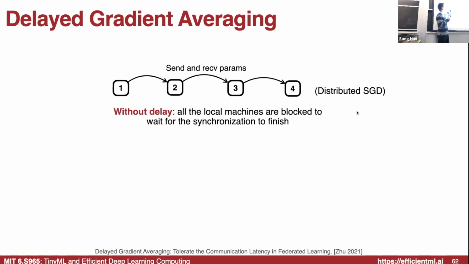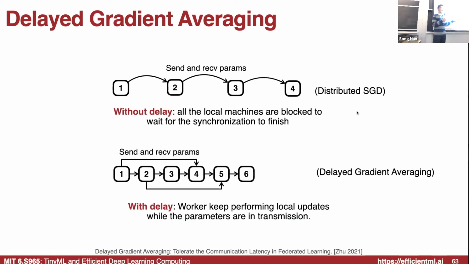So this is different timestamps, where in iteration 1 we have to send it so that in iteration 2 we receive that, and iteration 3 before. So without delay, all the local machines are blocked, and they have to wait for the synchronization to finish. But if we allow some delay, some stale waiting, then when we are sending from iteration 1, say we can continue to the computation of iteration 2 and 3, even without having received the gradient from iteration 1.